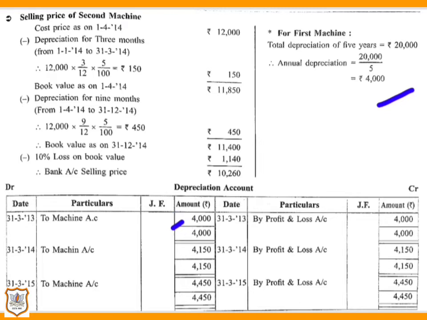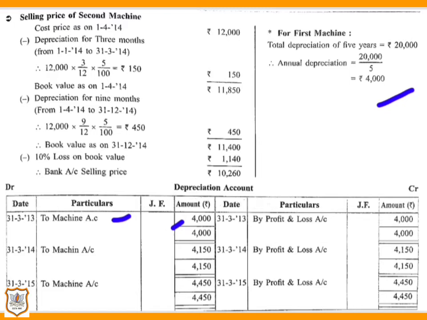So here we will record it, and in the particular column we will write the name of the account having the corresponding credit effect, that is machine account. So here we will write "To machine account". If we pass a journal entry for this, the journal entry would be depreciation account debit to machine account. So its corresponding credit effect is machine account. And as we charge depreciation at the end of every year, the date here is 31st March 2013, that is the last date of this accounting year.